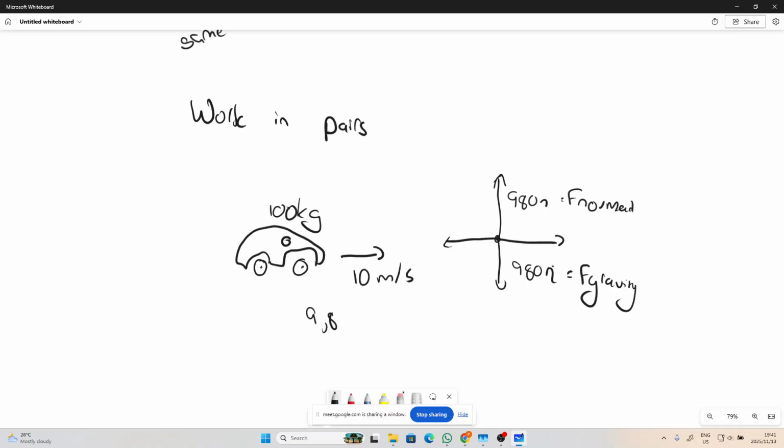Now, we're moving at 10 meters per second forward. So in this case, you just say 100 times 10, which is 1,000 newtons of force. Let's just say it's 1,000 newtons of force. However, there's air resistance, so let's just say it's 10 newtons. Obviously, it's not. And that's how you draw a free body diagram.